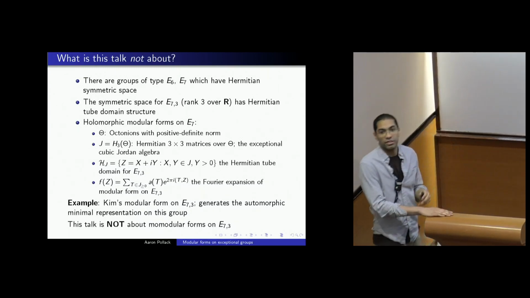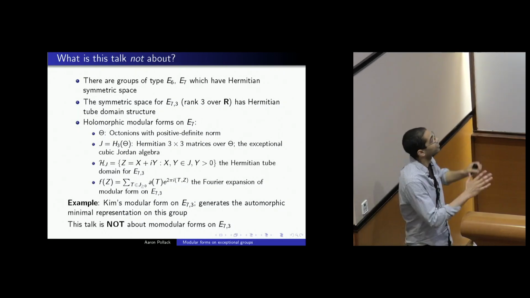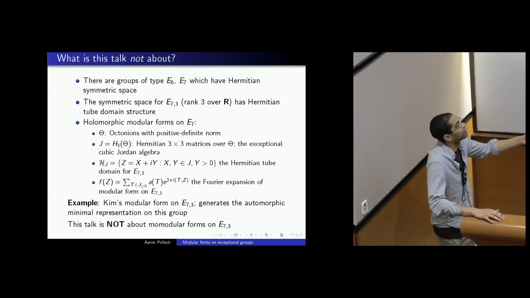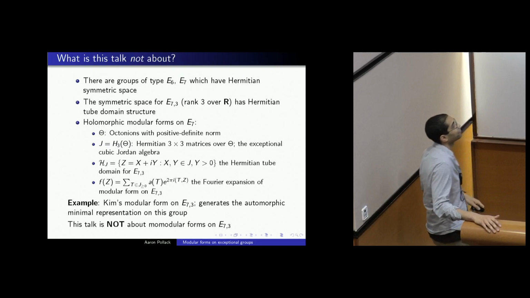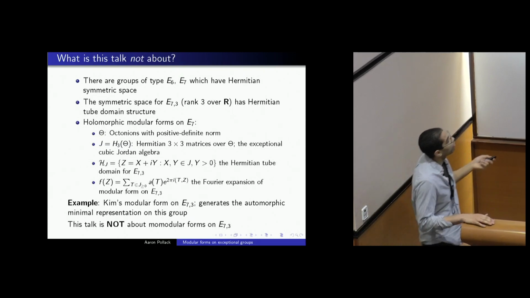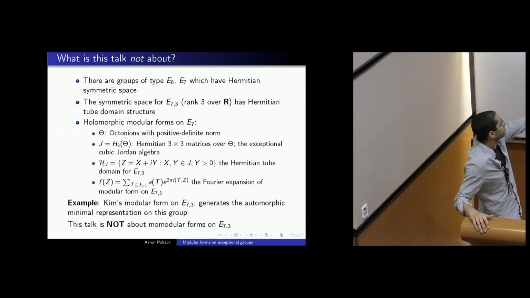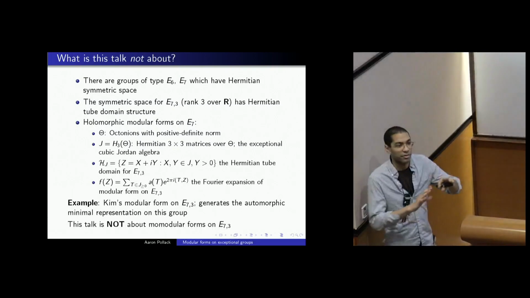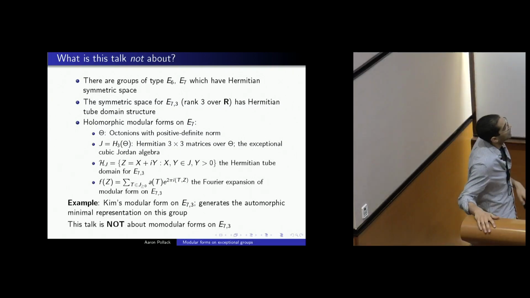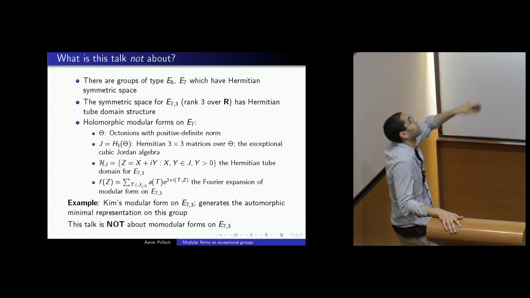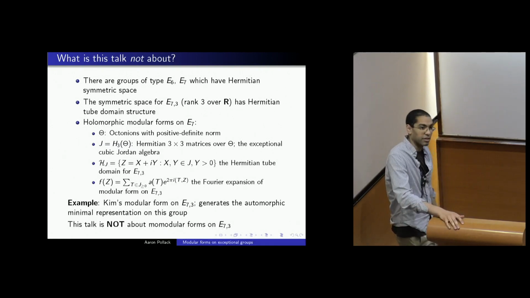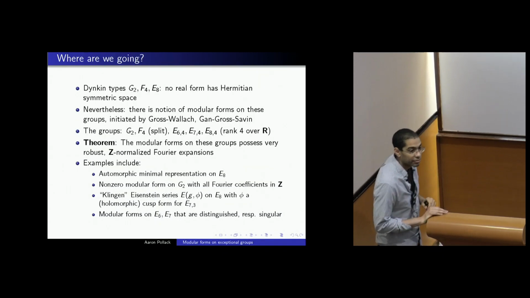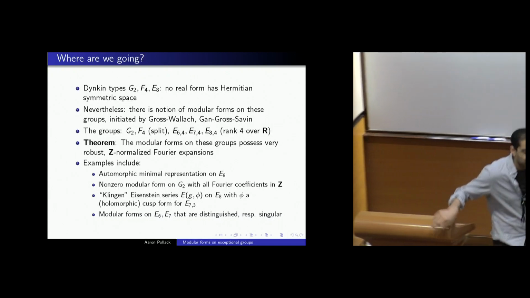These are automorphic forms that give rise to holomorphic functions on the space H_J, and then they have some very explicit and simple Fourier expansion. One important example of such a modular form is Kim's modular form on this group, a holomorphic modular form that generates the automorphic minimal representation. Just to reiterate, this talk is not about holomorphic modular forms on E7, but they will show up later.